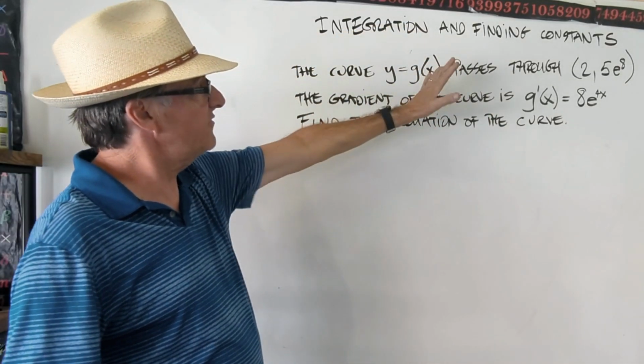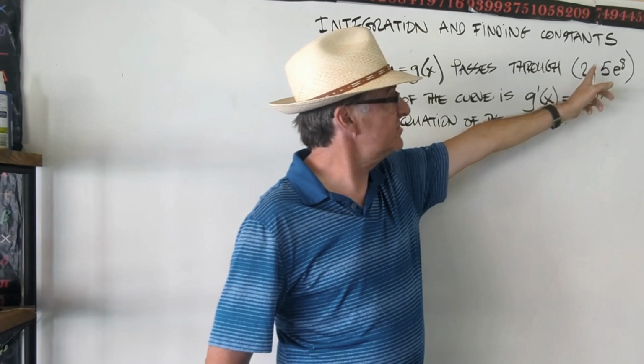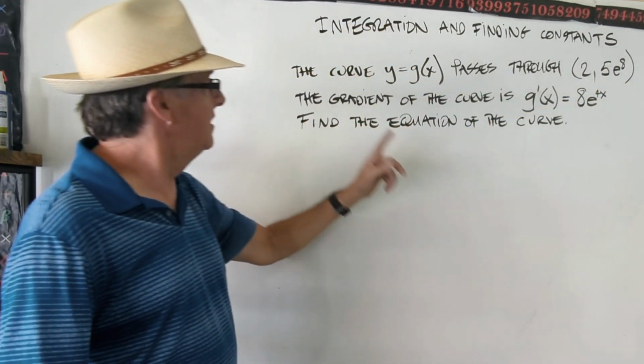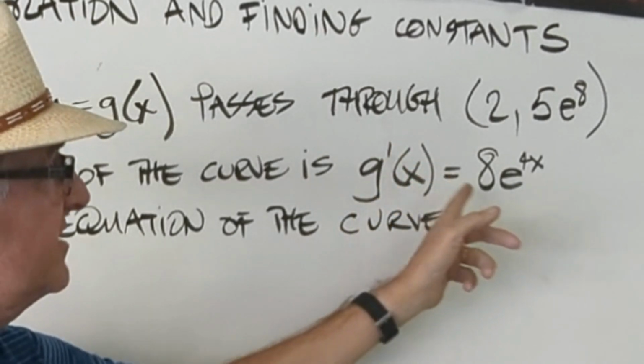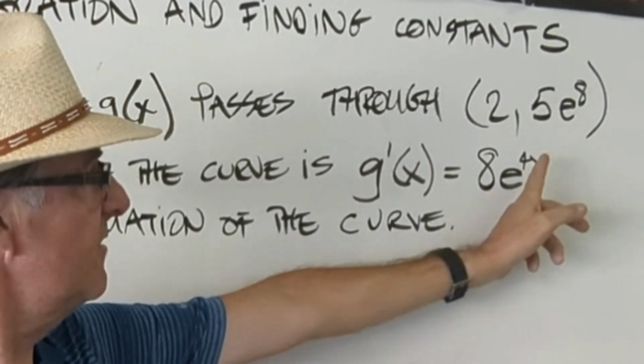Okay, so we have this function, g of x. We know it passes through this point. The gradient of the curve is g prime of x equals 8e to the 4x.